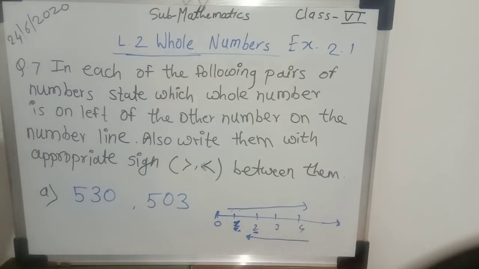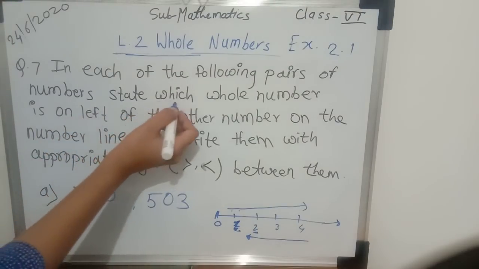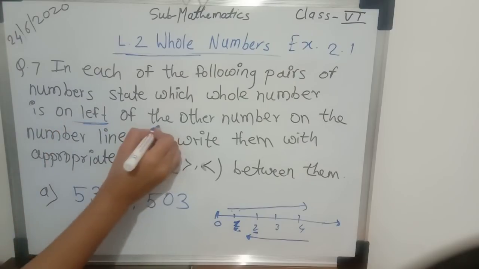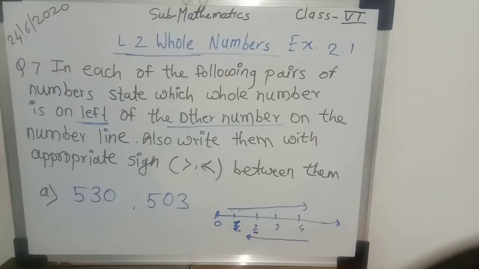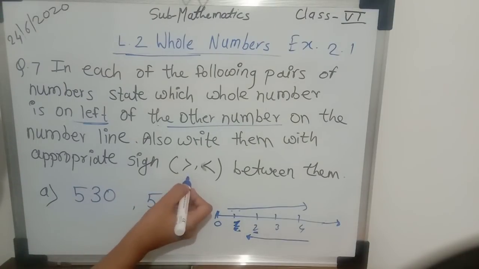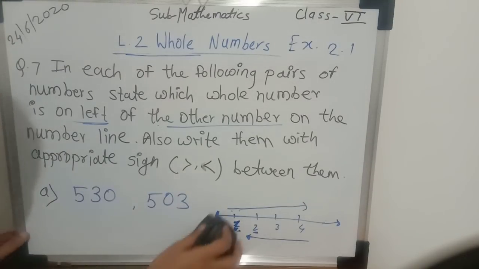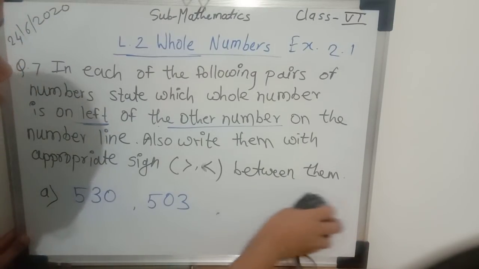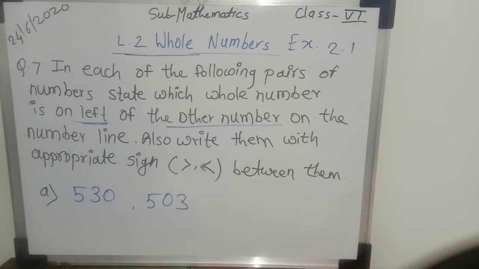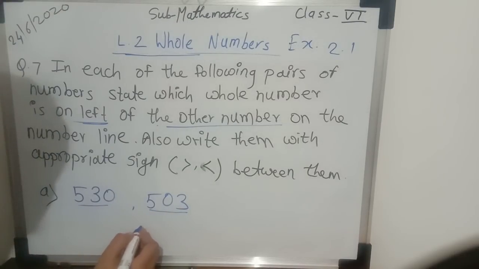So let's see the seventh question. They are saying, in each of the following pairs of numbers, state which whole number is on the left of the other number on the number line, and also write them with the appropriate sign, greater or smaller, between them. So here the first numbers are 530 and 503. Out of these two numbers we have to find out which number comes on the left side of the other.